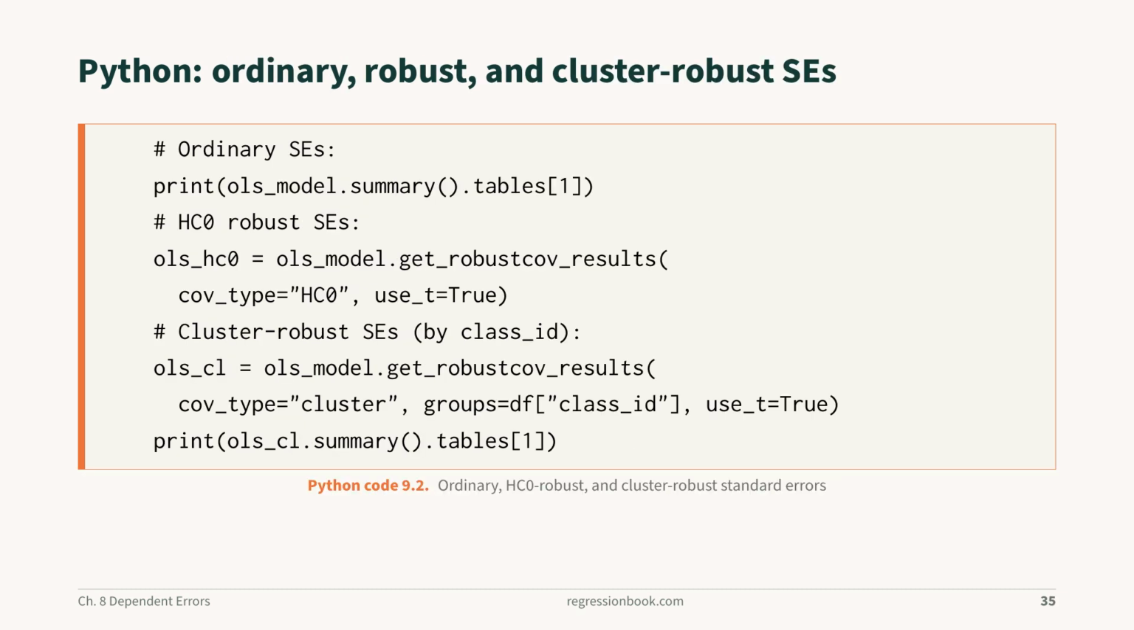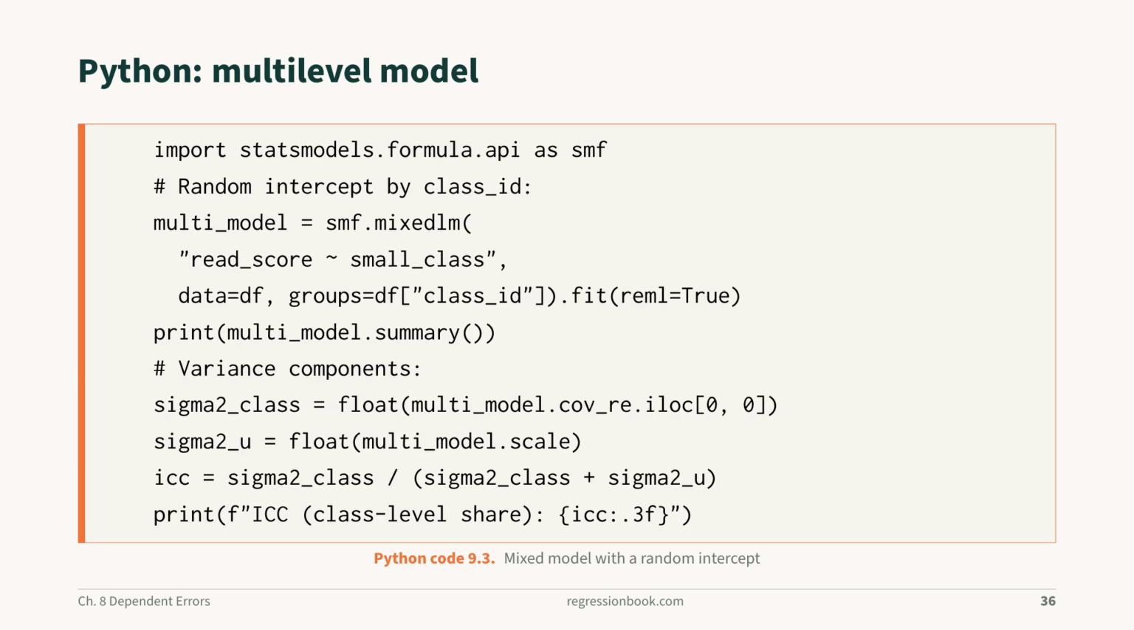Python's 3 standard error levels mirror ours exactly: the ordinary summary table, the heteroskedasticity robust request, and the cluster robust version with the groups argument set to the class identifier. One fitted model, 3 covariance choices, and the same lesson repeats about which of the 3 is honest under class-level assignment.